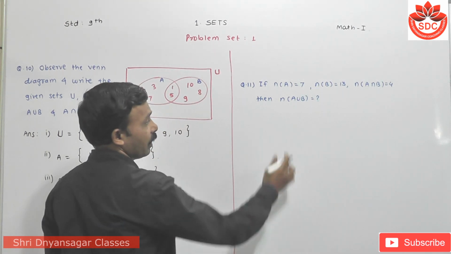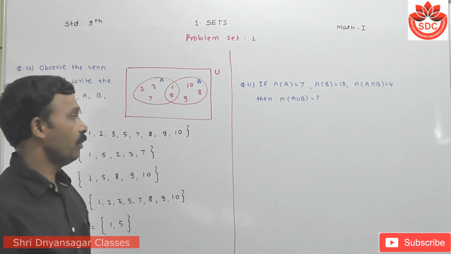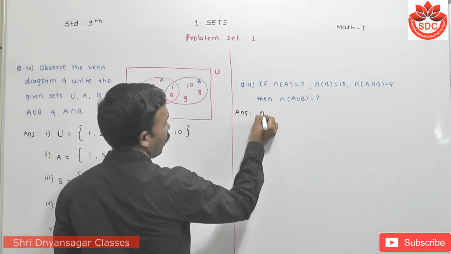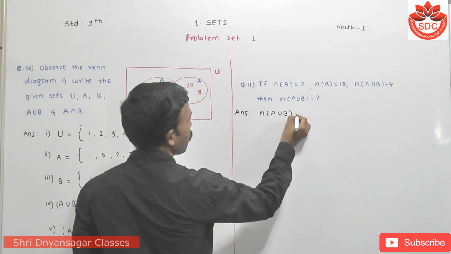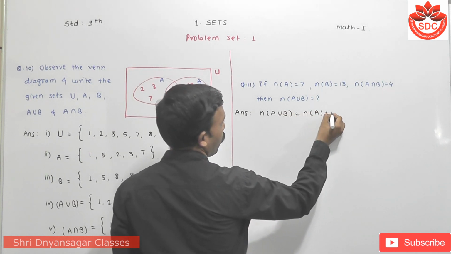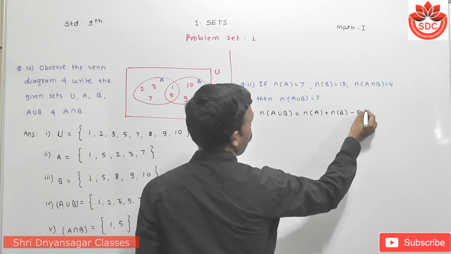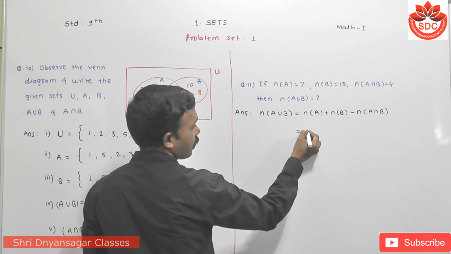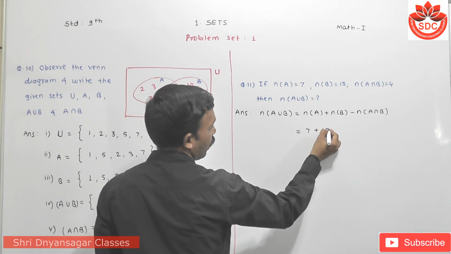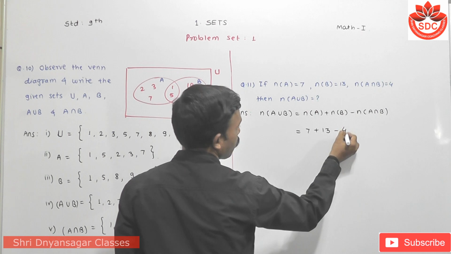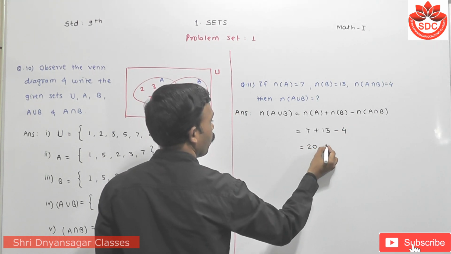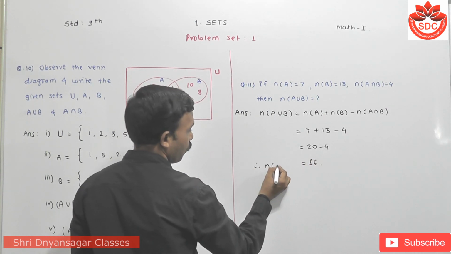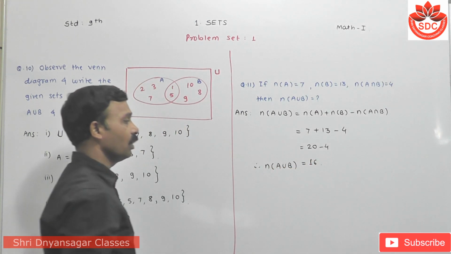A intersection B is 4, then find n of A union B. Very important but very simple example. The formula, all of you know, n of A union B is equal to n of A plus n of B minus n of A intersection B. Substitute the values. n of A is 7, plus n of B is 13, minus this value which is 4. Addition is 20, minus 4 is equal to how much? 16. That means n of A union B is equal to 16.